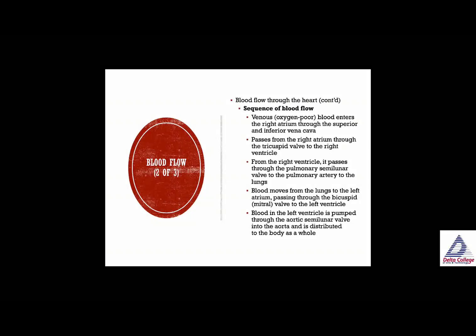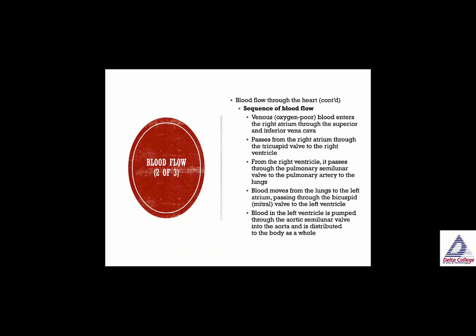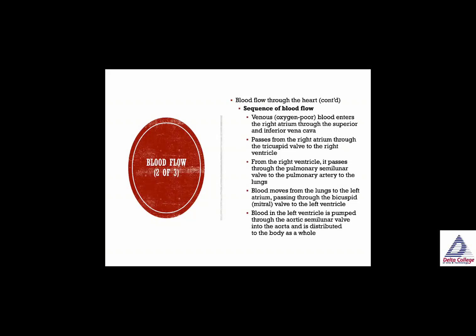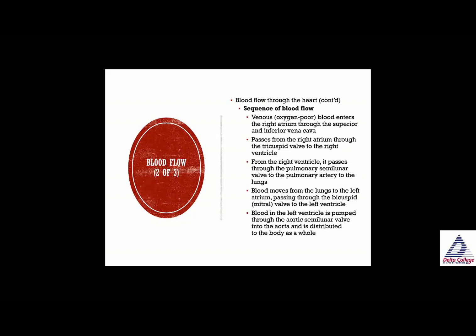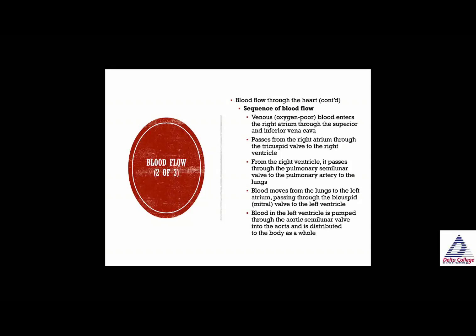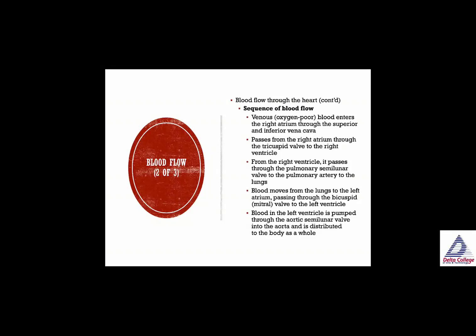So, the sequence of blood flow. Venous, think blue, oxygen poor blood enters the right atrium through the superior and inferior vena cava. Now, you must know this whole page here. It then passes from the right atrium through the tricuspid valve to the right ventricle. From the right ventricle, it passes through the pulmonary semilunar valve to the pulmonary artery to the lungs.